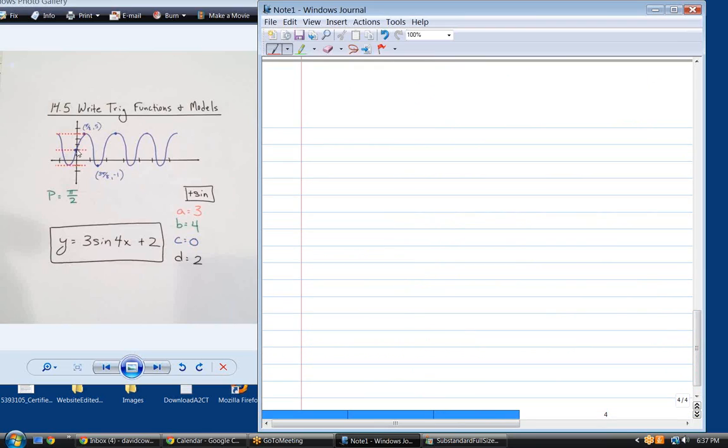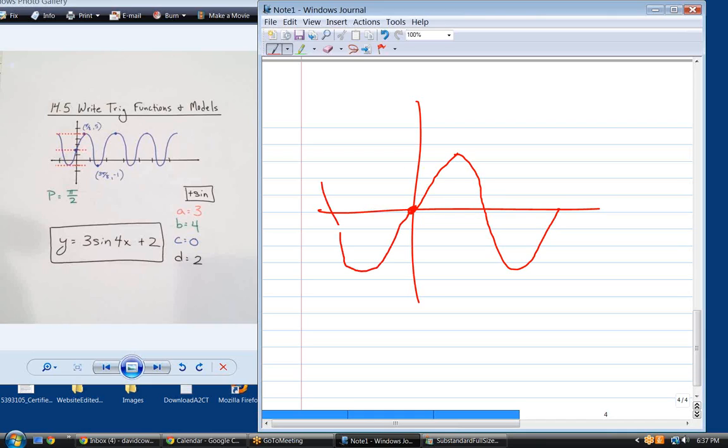Well, notice that this thing is not shifted horizontally at all. In other words, if I draw my sine curve, you start at the origin, you go up to the maximum, you come back down through the origin, you go down to the minimum, and you come back to the x-axis. Okay. Well, if I drew a couple of these periods, it would look exactly like that looks, only that's been vertically shifted up by 2 units.